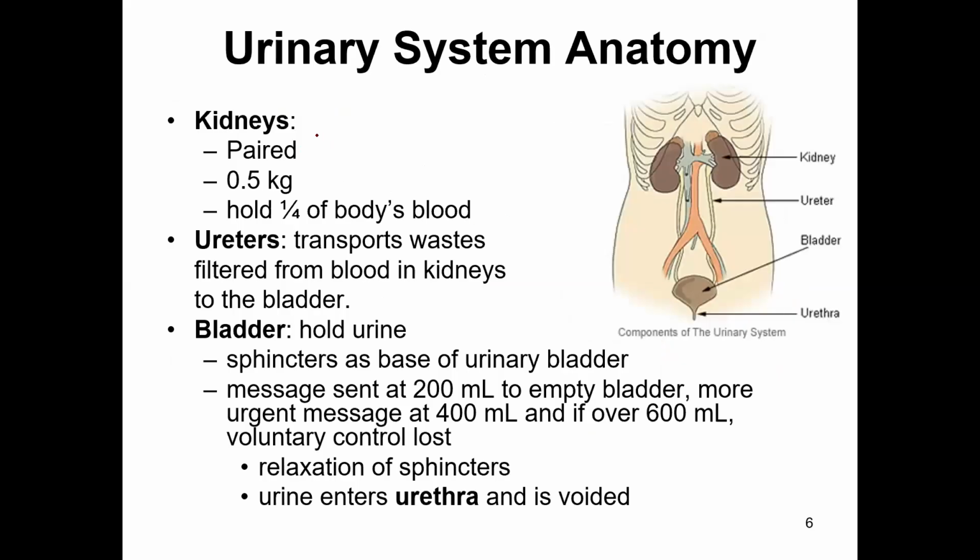So the kidneys are paired, the ureters transport the waste from the kidneys to the bladder, and then it voids via the urethra. Obviously, a guy's urethra is longer than a woman's urethra. This is under voluntary control until about 600 milliliters. Build up of urine, you're going to lose it, wet your pants.